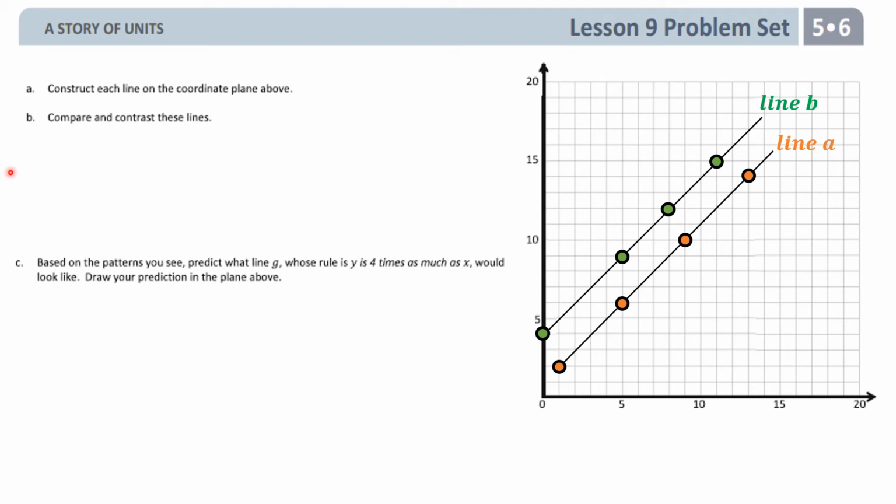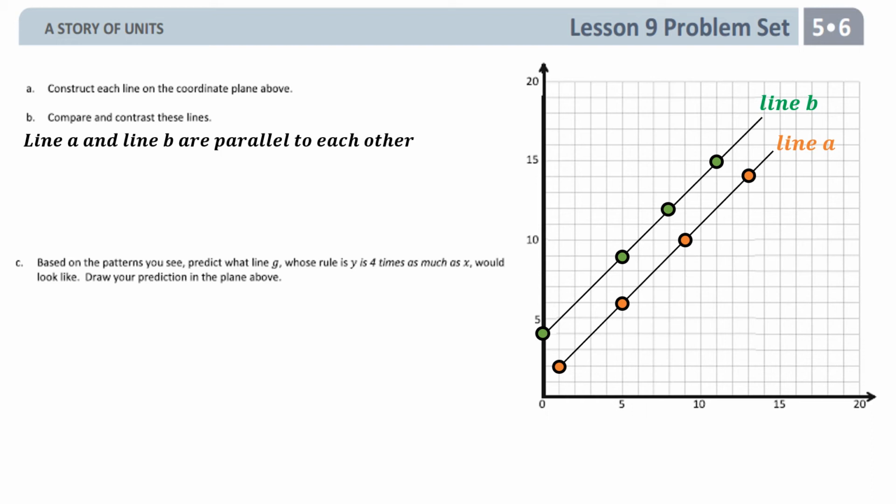Now B says compare and contrast these lines. Let's start with something that these two lines share. What is similar between line A and line B? What do you notice about these two types of lines? Well, these are parallel lines, meaning if I were to extend line B or line A in either direction, neither one of those lines would intersect with each other. They will never touch. They're parallel to each other.